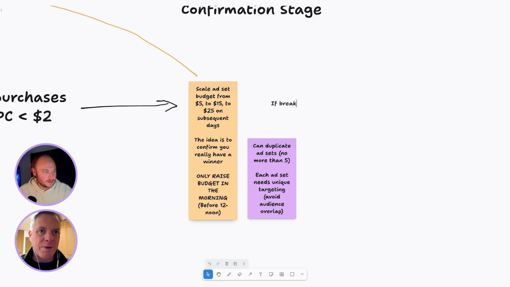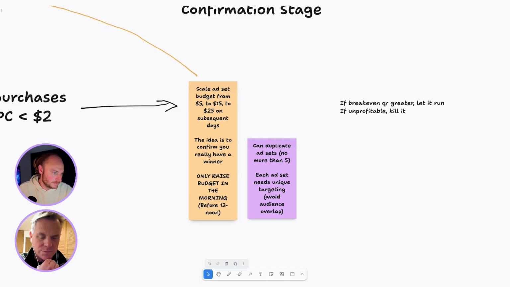That's right. But obviously, if it's around break even, it's not really scalable. Yeah, but the idea is you're going to continue to spend to see if it gets there, right? That's right. Exactly. So if break even or greater, let it run. If unprofitable, kill it. That's really your next decision point. That's right. Okay.